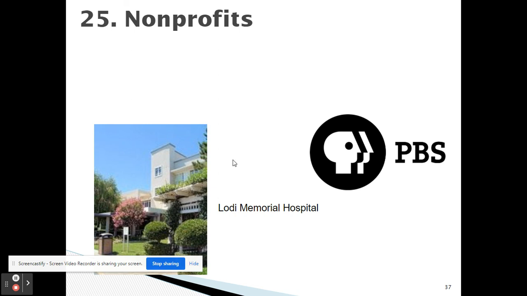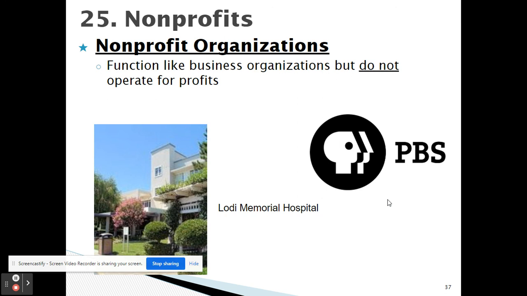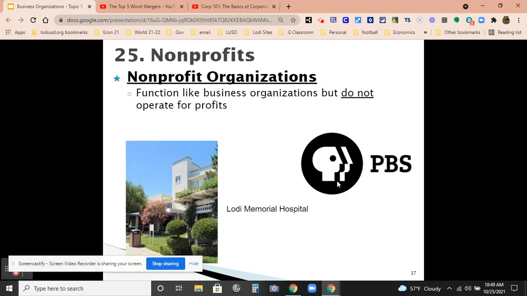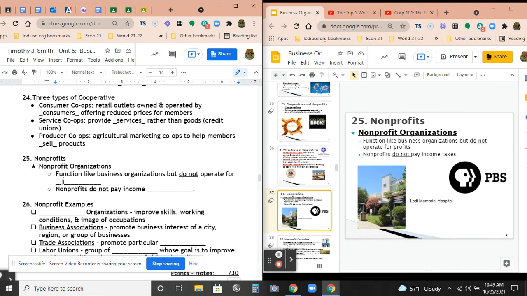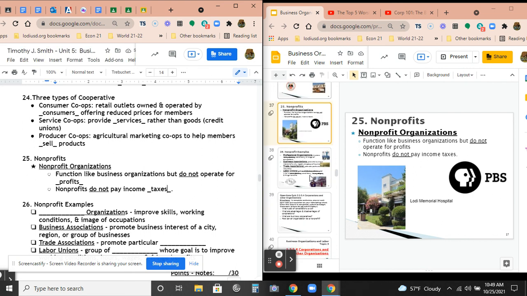Then you have just general nonprofits like Lodi Memorial Hospital or PBS that are not trying to make money, but they are trying to pay for their own costs. So sometimes their costs will go up. PBS does all these fund drives. They do not pay income taxes if they can prove that they belong in the nonprofit tax category. So, no profits and no taxes. Those are major characteristics. Let's get a few examples of these.